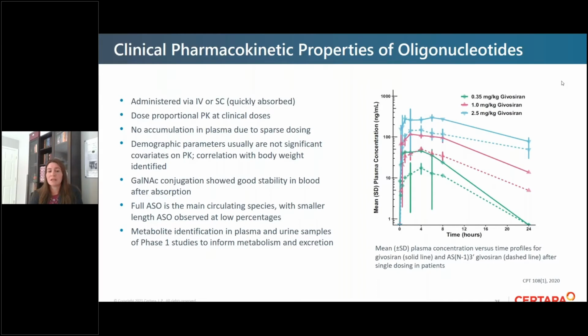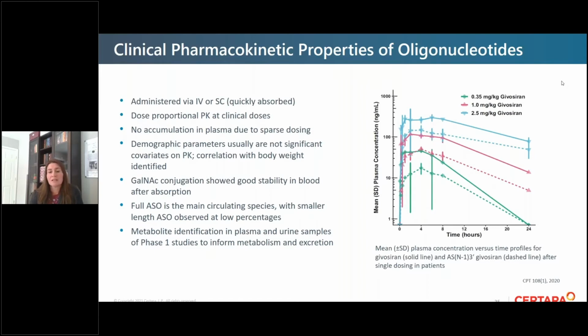Demographic parameters like age, gender, race do not impact the PK properties of these compounds, although some correlation has been seen with body weight. And some of these agents are dosed on a mg per kg basis, while some other oligonucleotides are dosed as a flat dose in milligrams. The conjugation can impact the distribution of oligonucleotides, as Martin described or discussed previously.